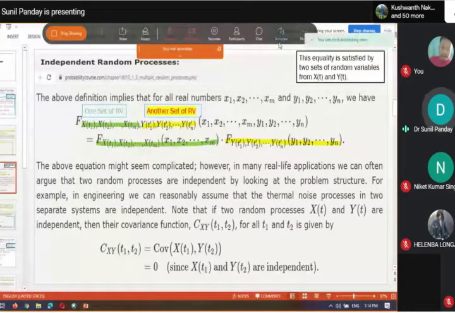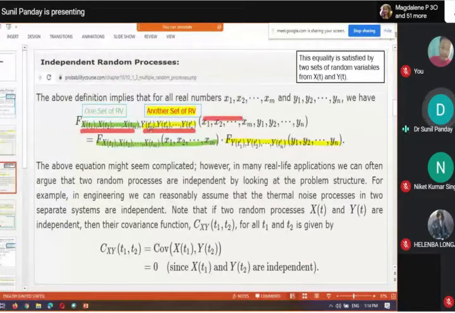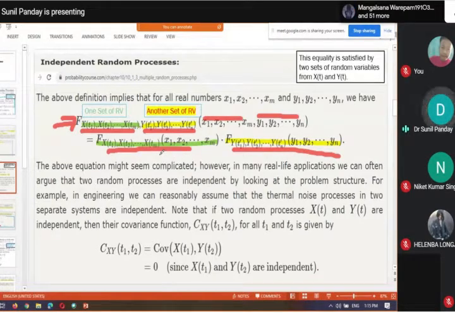This is how we write the joint distribution function. This is one set of random variables, this is another set of random variables, and we write the joint distribution function. These are the values taken by the first set of random variables, and these are the values taken by the second set. If this joint distribution function is equal to the product of the two individual distribution functions, then we say that our random processes X(t) and Y(t) are independent.